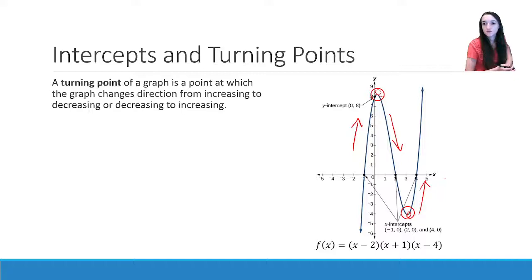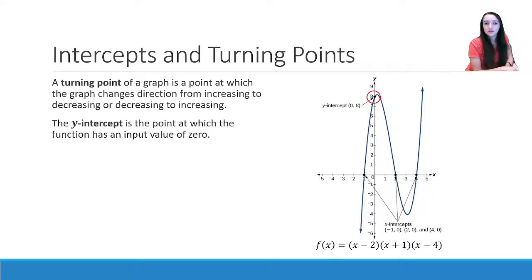We've talked about relative mins and relative maxes before. Essentially, whenever you have a relative min or max, you're going to have a turning point, because in order for it to change from increasing to decreasing, it has to have turned around. It has to have hit some point and then turned. That's essentially what it's doing, a turning point.